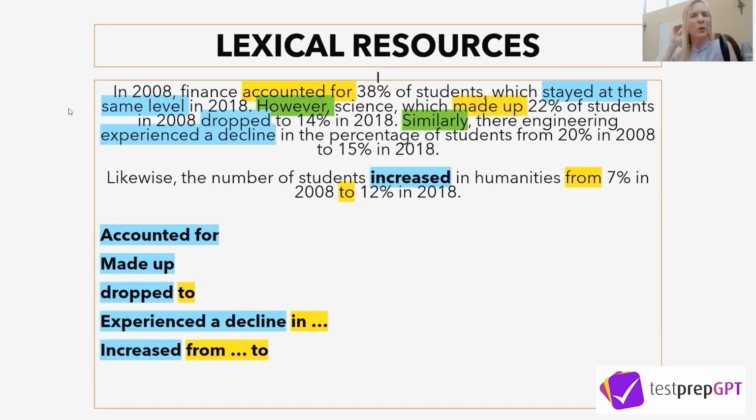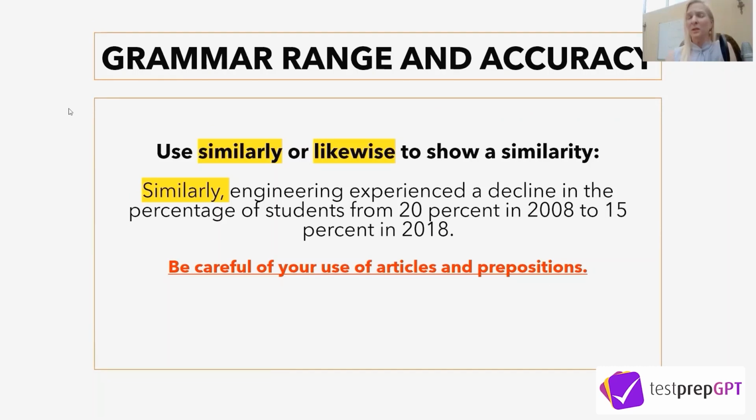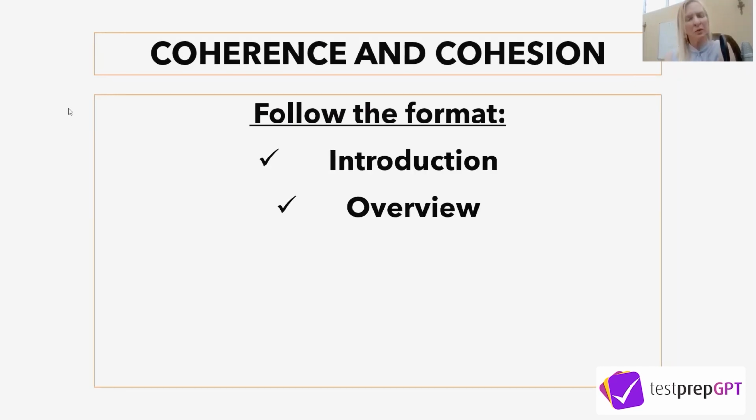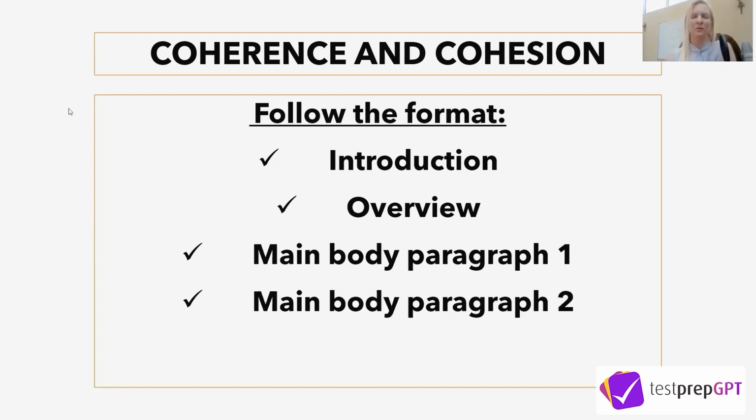Here is a quick recap on the vocabulary. Accounted for, made up, dropped to, experienced a decline in, increased from, to. Grammar, we use while, however, and whereas to make comparatives. We also use similarly and likewise to show similarity. Coherence and cohesion follow the format: the intro, the overview, main body paragraph 1, main body paragraph 2.